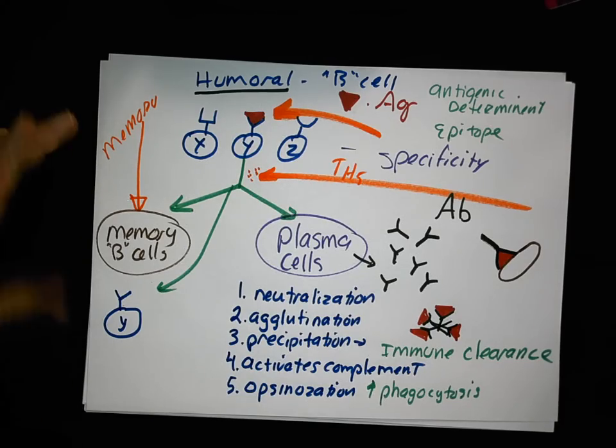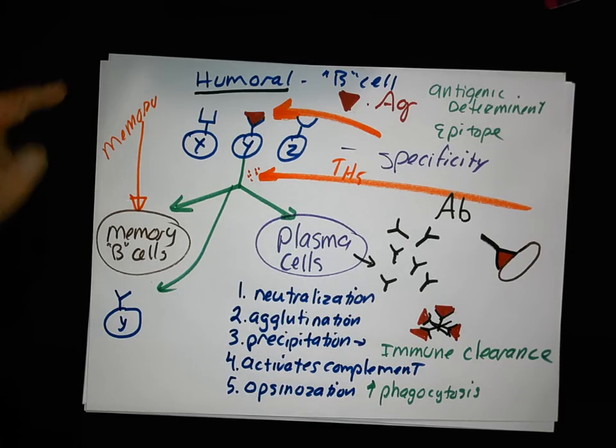One thing unique about this also, if you look, the B cells can be stimulated by direct contact with the antigen. That's not the case with T cells. T cells cannot be activated by direct contact, only with B cells.